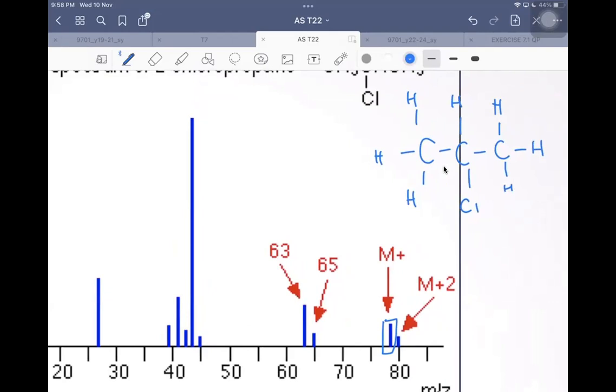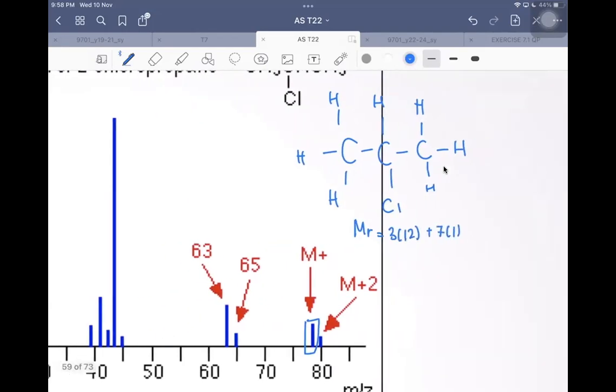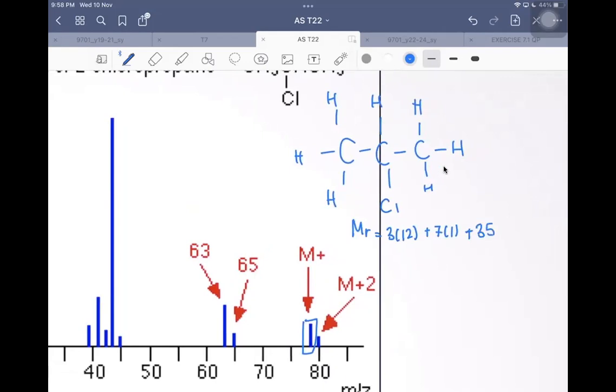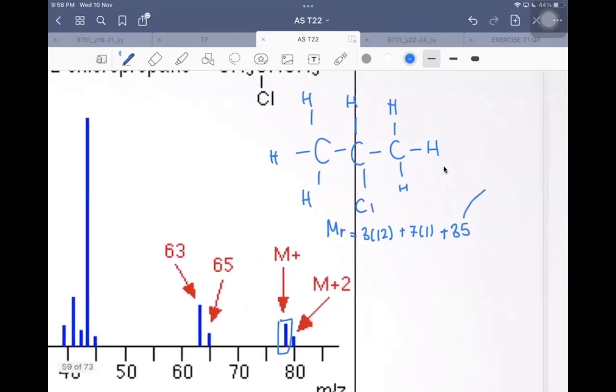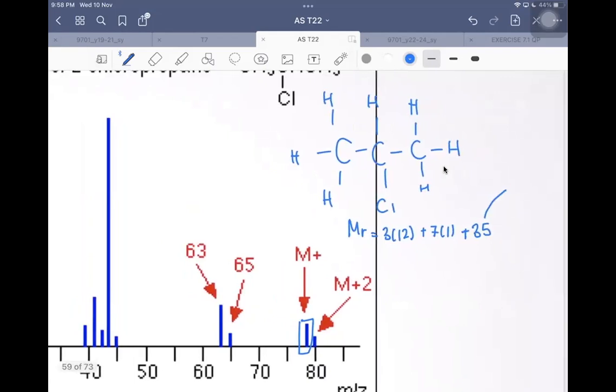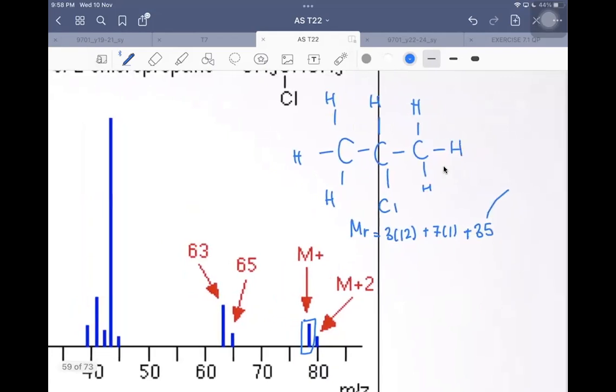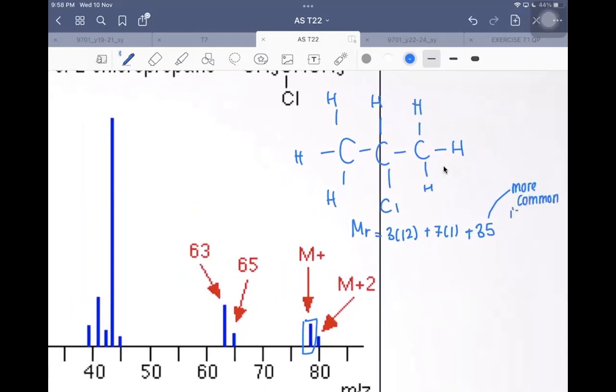Now choose the more common chlorine, which is chlorine 35. So I'll take 35, 78. So the MR is equal to 3 times carbon plus 7 times hydrogen plus 35 for chlorine. Now you may ask, why did I take 35? Because it is the more common isotope of chlorine. Okay, so my M+ peak is caused by this molecule with a positive charge.